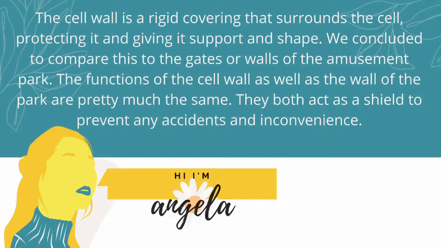The cell wall is a rigid covering that surrounds the cell, protecting it and giving it support and shape. We concluded to compare this to the gates or walls of the amusement park. The functions of the cell wall as well as the wall of the park are pretty much the same. They both act as a shield to prevent any accidents and inconvenience.